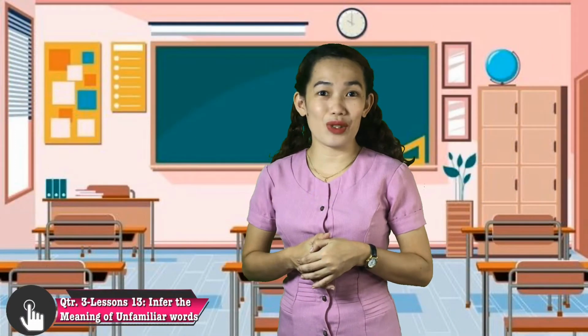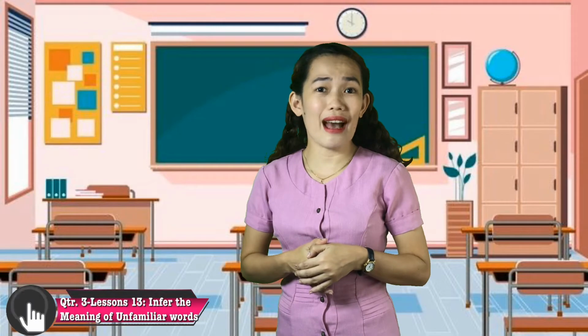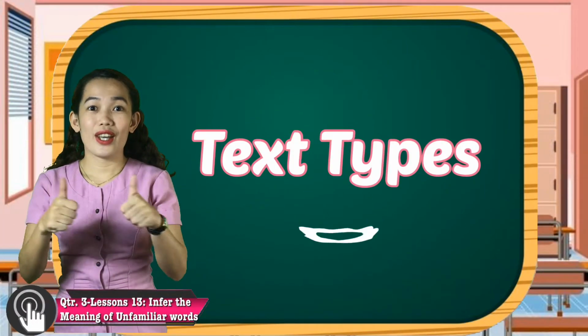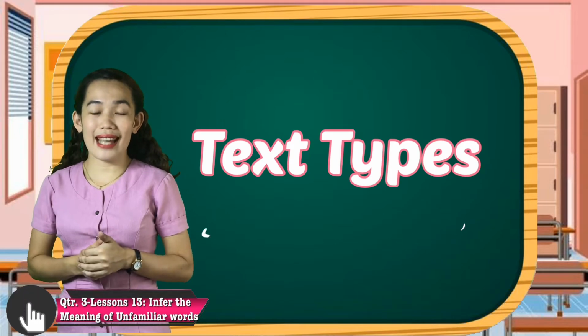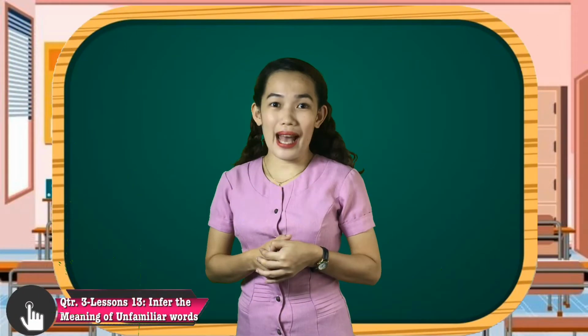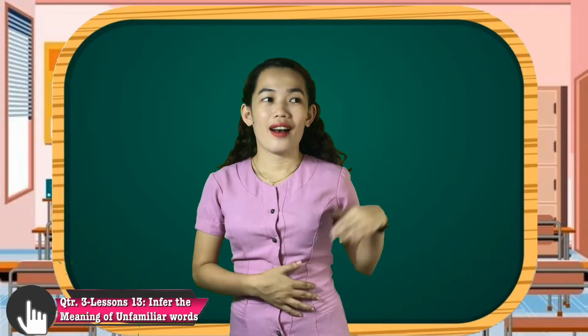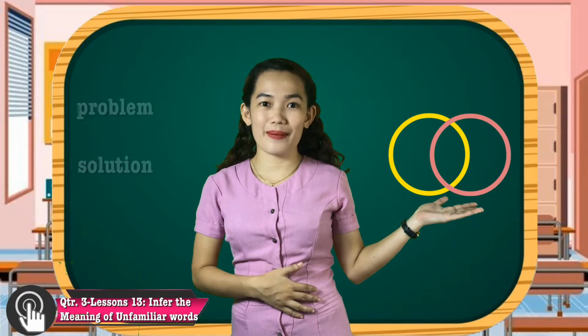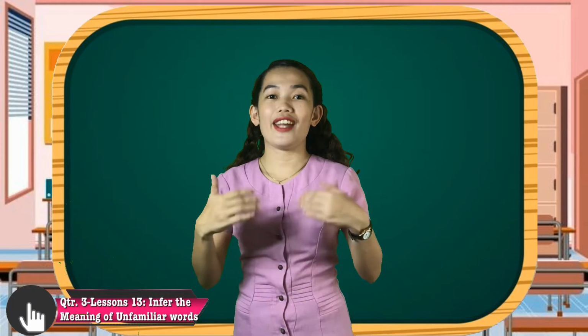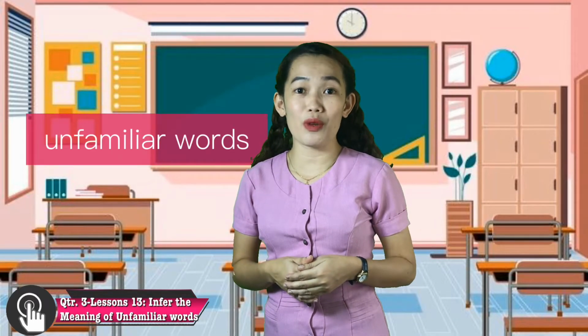Now, let us try to remember what you learned last session. You're right! You learned about text types. Text types according to features. We have compare and contrast, problem and solution, and cause and effect. Today, you will be learning how to infer the meaning of unfamiliar words and context clues.